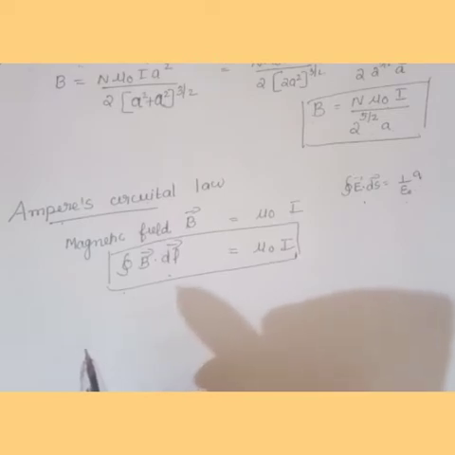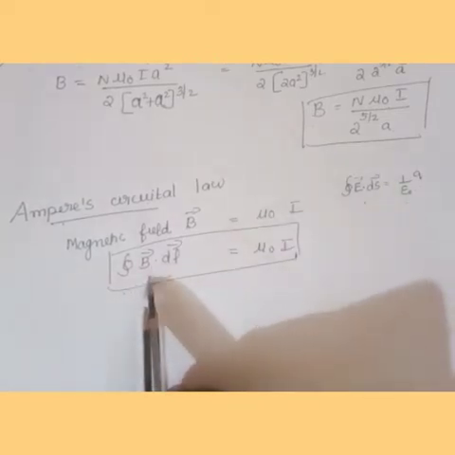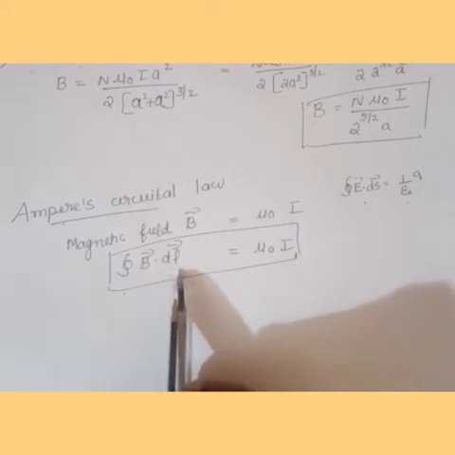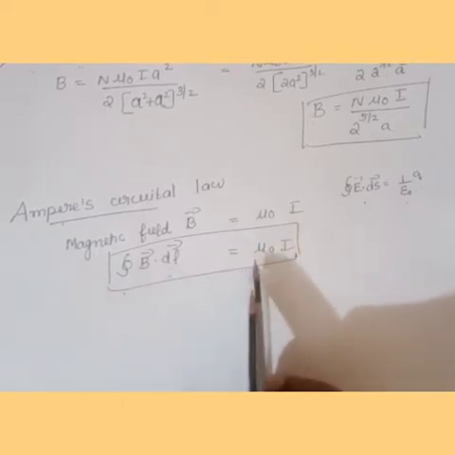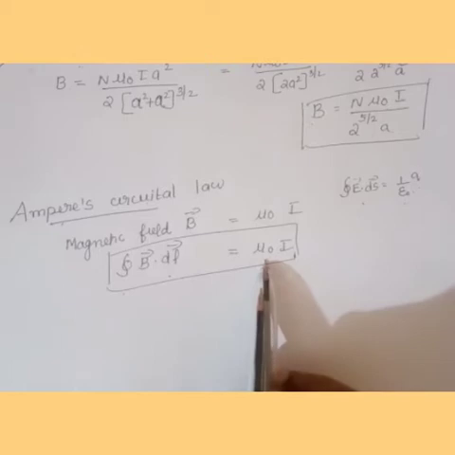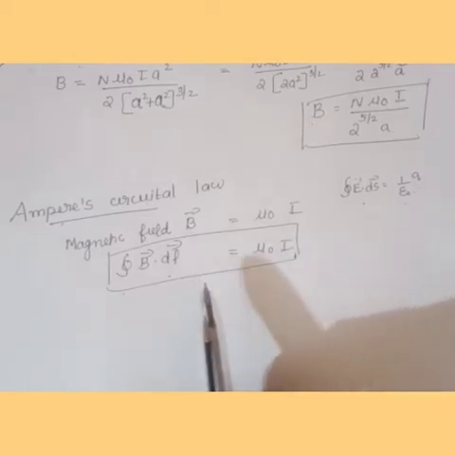Okay, so state Ampere's circular law. Ampere's circular law says that the line integral of the magnetic field B around any closed loop is equal to mu 0 times the total current passing through this closed circuit.